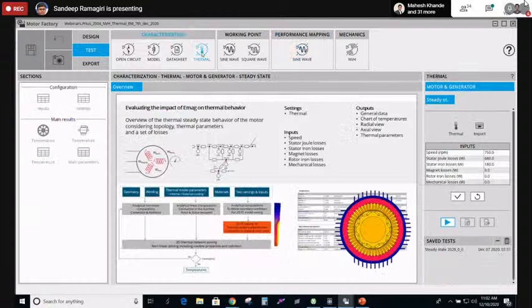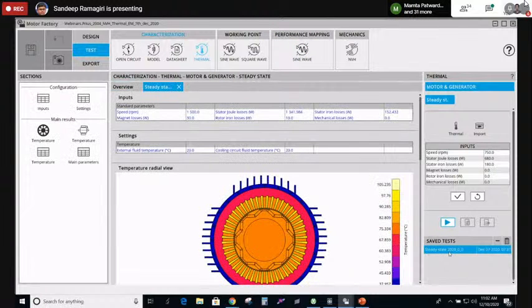For the thermal simulation, what we do is the total losses that we compute from the electromagnetic simulation will be the source of heat. So you can see here all the losses on the stator, joule losses, and stator iron losses, and also the magnet losses, especially eddy current losses, and then the iron losses. We take all those losses and give them as a source of heat, and we compute the thermal distribution.